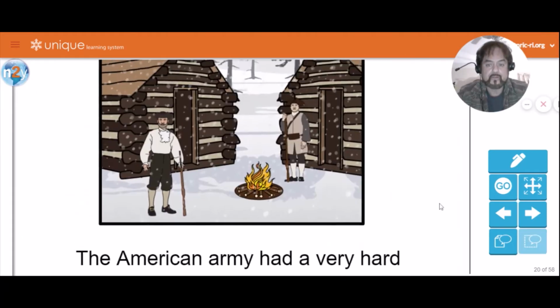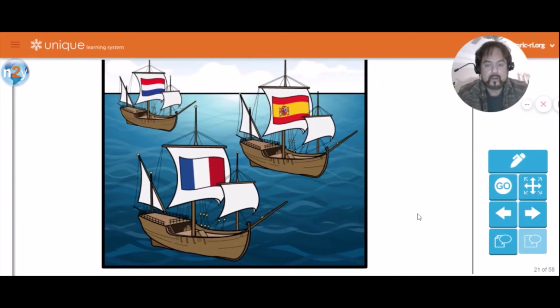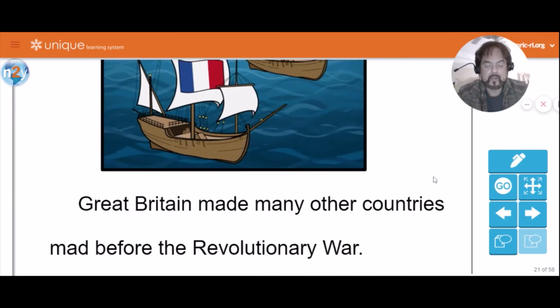Oh, that's rough. You see? Especially this guy, he just has a shirt and a pair of knee-high pants on. He must be freezing. And they have their fire going in their log cabins. Ah, the ships are coming.